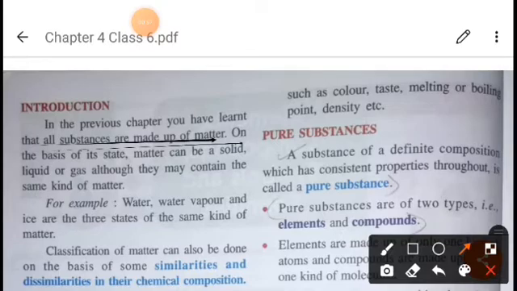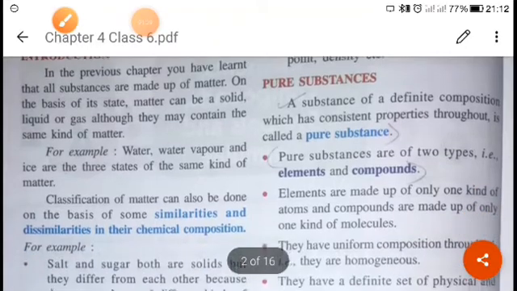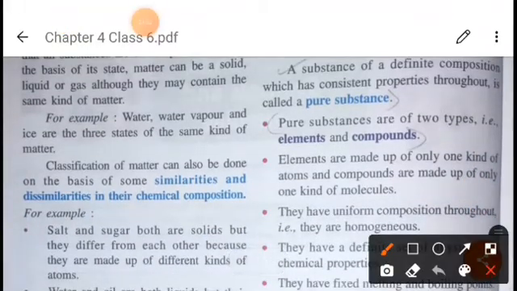on the basis of its state, we have divided the matter into solid, liquid and gas, okay? Although they may contain the same kind of matter, we have divided this into solid, liquid and gas, okay? So for example, as you can see, one example is given here: water, water vapor, and ice are three states of the same kind of matter.